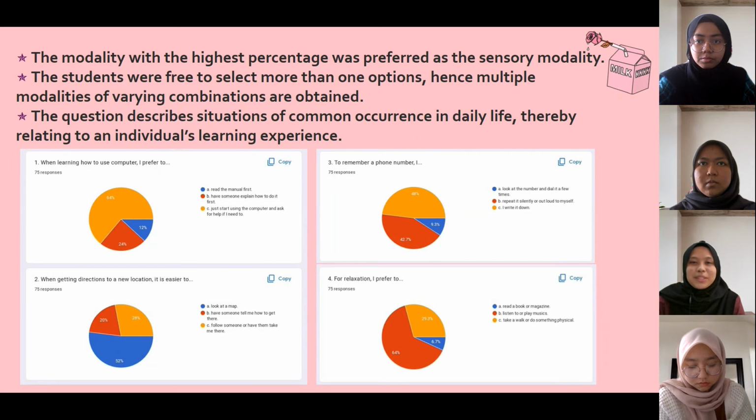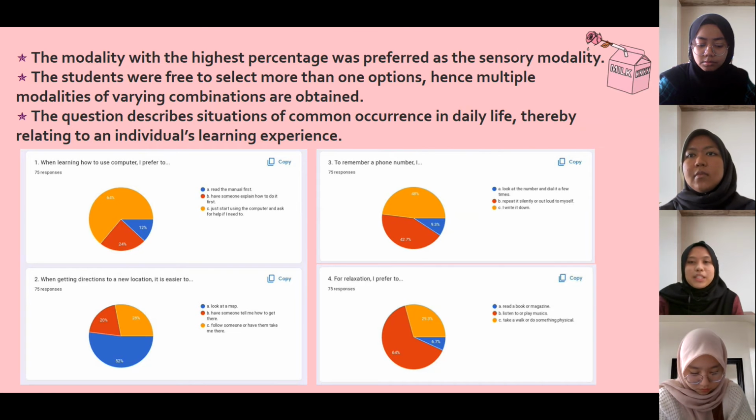The modality with the highest percentage was taken as the preferred sensory modality. As you can see in question 1, the highest are kinesthetic learners, while in the second question, the highest percentage is visual learners, and question number 4 shows most students are auditory learners. What I can conclude is that as the students were free to select more than one option, multiple modalities of varying combinations are obtained. For example, the students are not only visual learners, but also kinesthetic learners. Next slide.